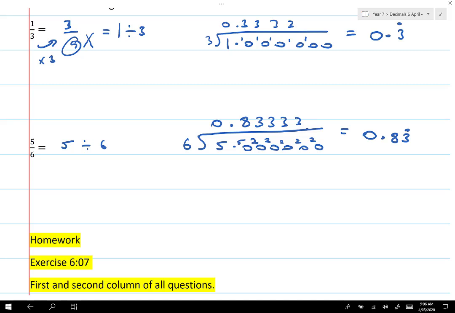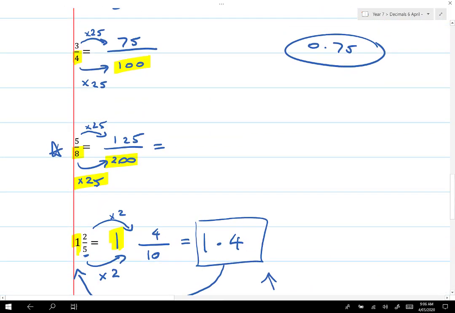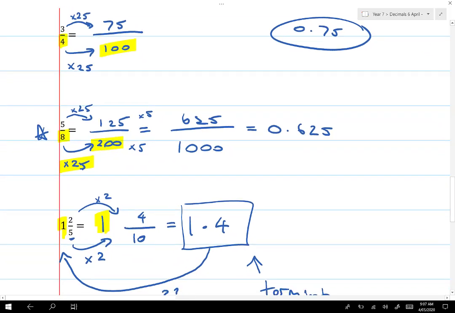We'll do 2 more. I'm also going to do 2 sevenths later. Okay, so let's go back to this one. I didn't finish it, did I? I need a 1 with a lot of zeros at the bottom. Multiply by 5, multiply by 5 to make it thousands. 125 divided by 5 is 625, so that's 0.625.